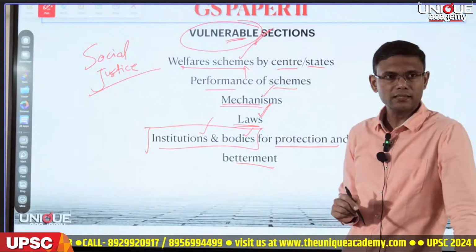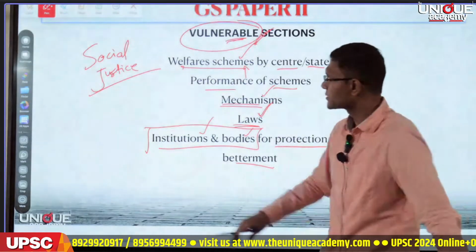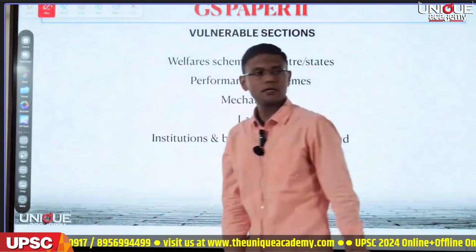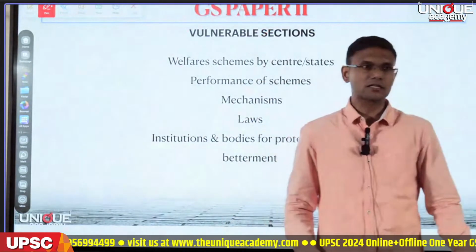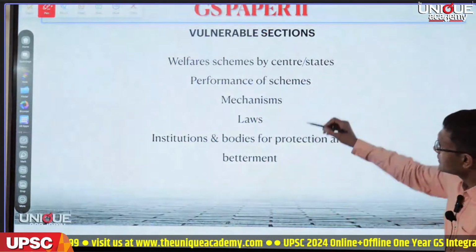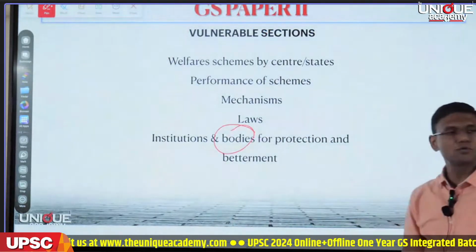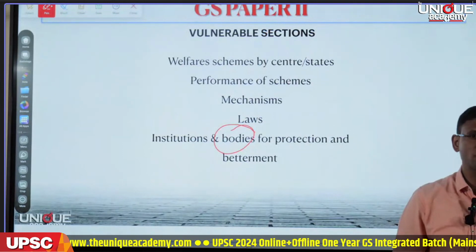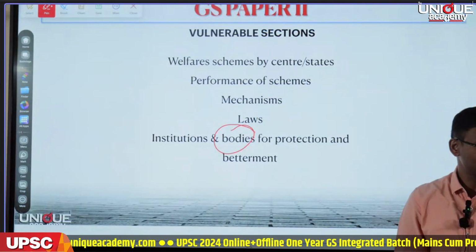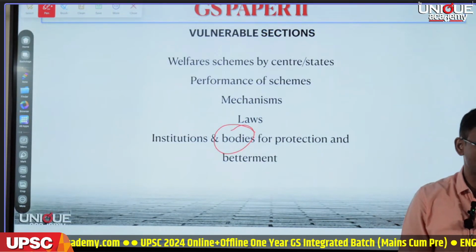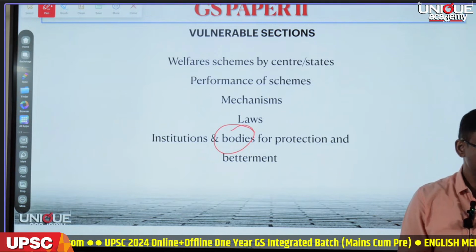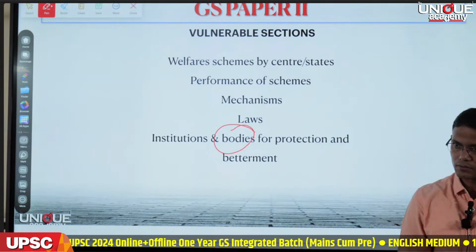Now, what do you mean by that? Let's take an example so that you will understand. The National Commission for Women, right, is basically a body, an institution that is created to protect women, to take care of concerns on issues pertaining to women at the national level. Correct? Yes or no? Right.